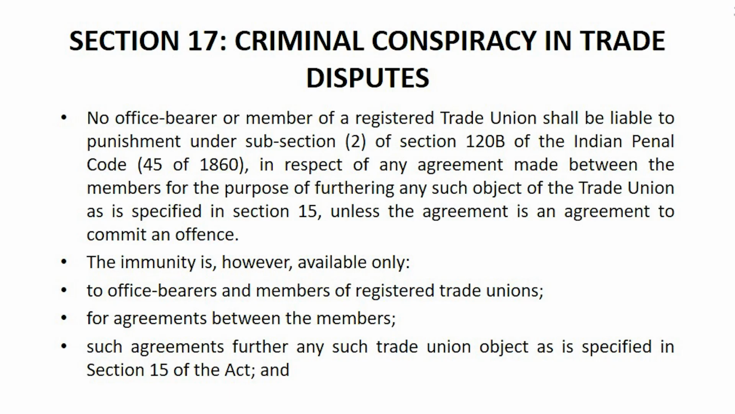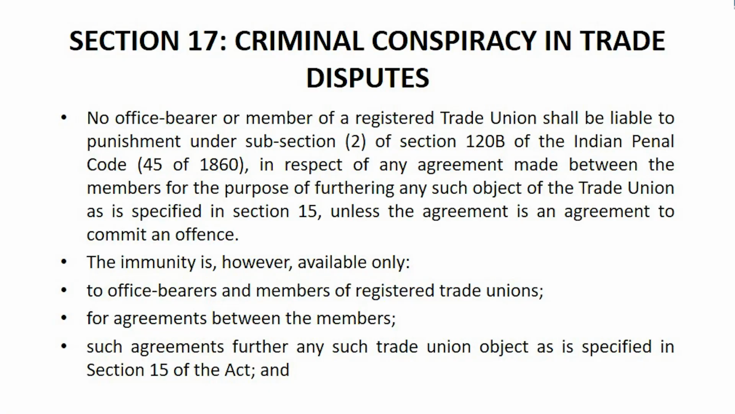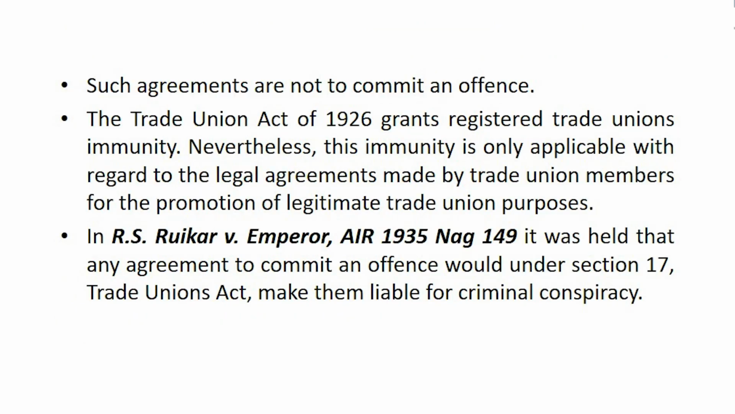If they have not entered into an agreement with the intention to commit any kind of offence, they cannot prosecute any trade union member for it. Immunity is available only to the office bearers and the members of a registered trade union for agreements between the members. Such agreements further any trade union object specified in section 15 of the Act. Such agreements are not to commit an offence, because this is very important. Otherwise, if someone is involved in criminal activity, the person cannot take the benefit of section 17.